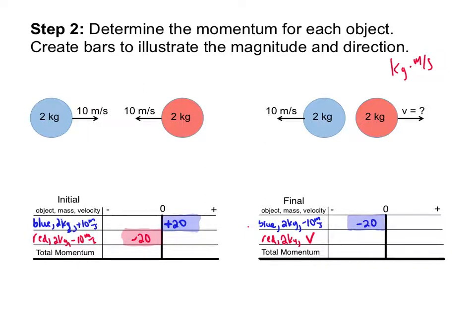Now, you'll notice a few things. First up, the total momentum initially is going to end up being 0 because positive 20 plus negative 20 gives you 0. So what I usually do is just bolden this in here. I'm going to use purple. So we're just going to color that in. And you'll also notice that for the red in the final, we do not know anything about that yet. So from our momentum bar information, we can't really determine the momentum yet.